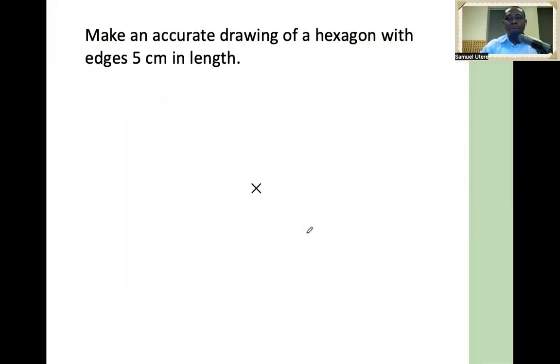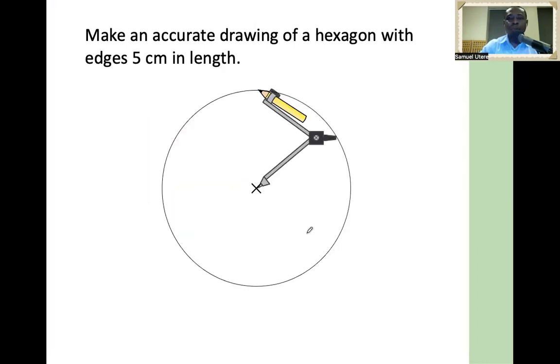The next thing we're going to learn in the second part of this lesson is how to make an accurate drawing of a hexagon with edges that are 5 centimeter in length. So we know that a hexagon has 6 sides. Step 1, open your compass to be 5 centimeter. Mark a point on your paper, any point, and draw a circle. The next thing is you mark any point on your circle, it doesn't matter.